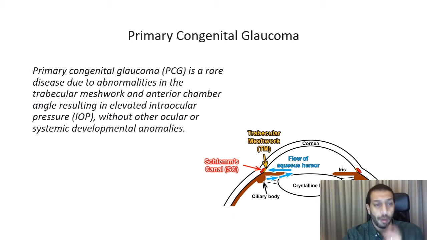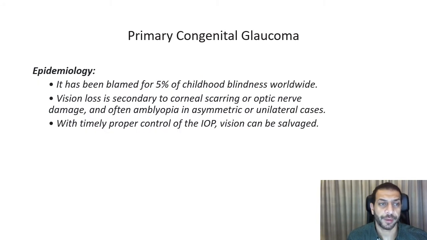Primary congenital glaucoma. That's a rare condition caused by abnormalities in the trabecular meshwork and the anterior chamber angle, causing the child to have an elevated intraocular pressure that usually appears in the first few months of life. In contrast, adult glaucoma is a common condition, but primary congenital glaucoma is much less common, and the cause is impairment of drainage at the angle of the anterior chamber.